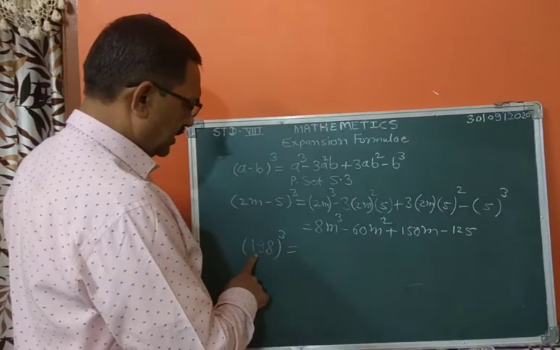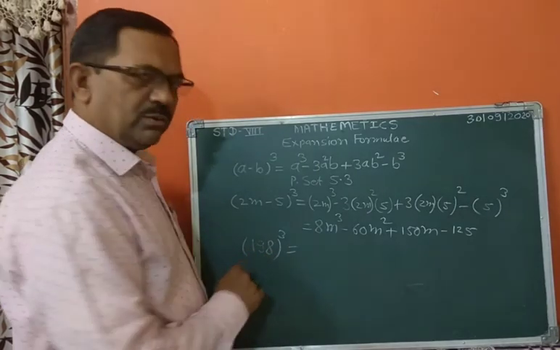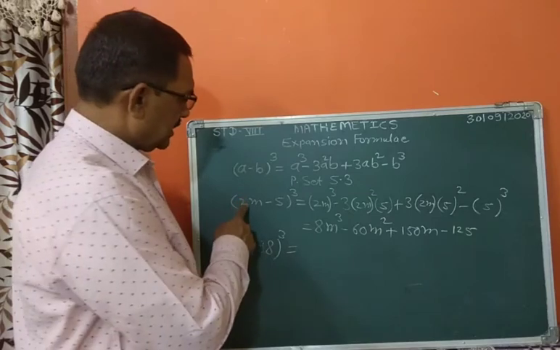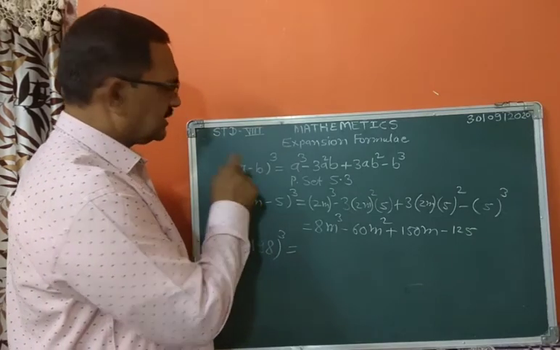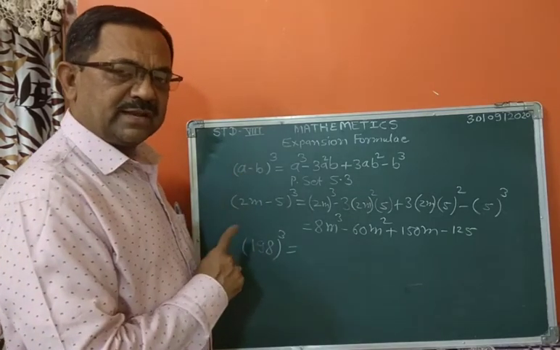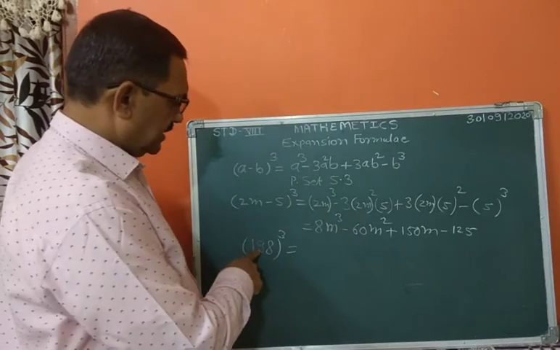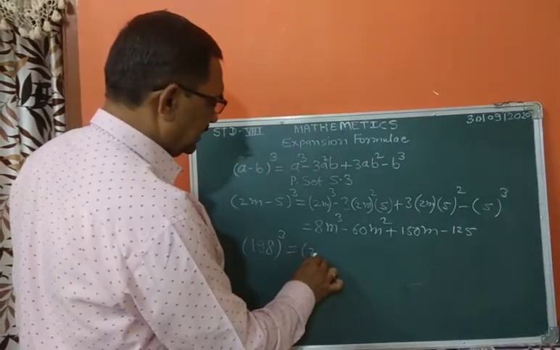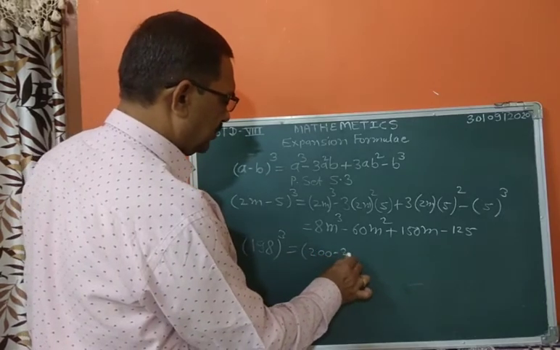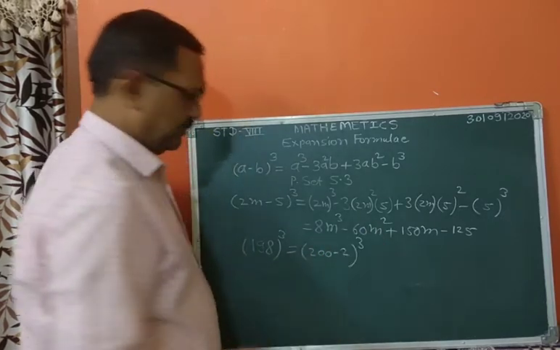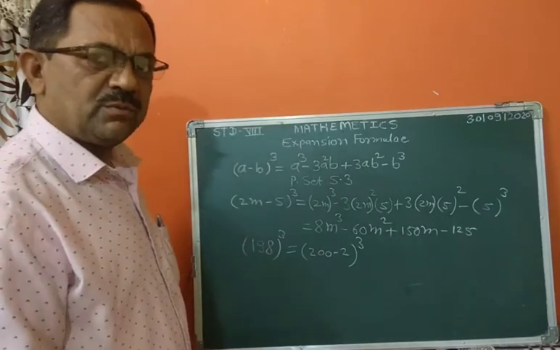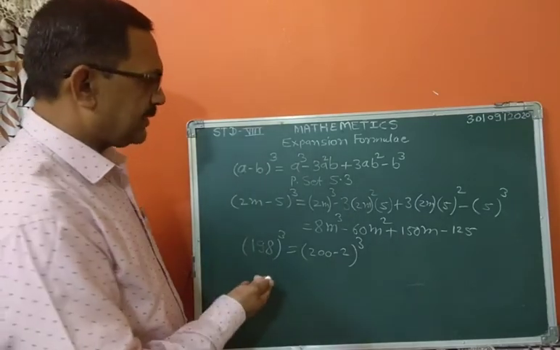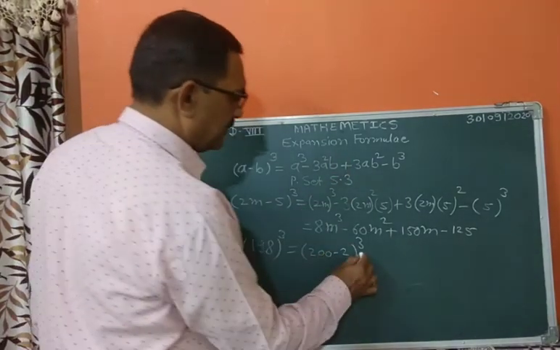First of all, 198. Here there is only one term, but in your expansion of (a minus b) there are a first and second term. Then you have to write this 198 in this form. How can you write it? (200 minus 2)³. 200 minus 2 means 198, and then cube. Then apply the same formula for this.